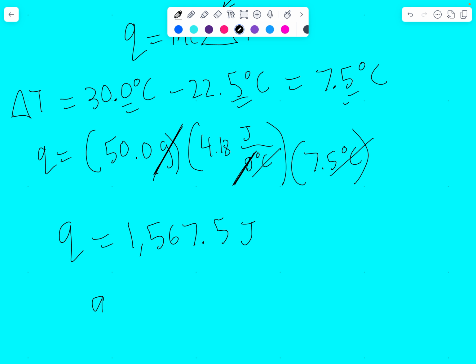So what I'm going to do is say Q equals, and I want 3 sig figs. Pretend the decimal point's right here. I moved it 3 times. So 1.57, because this 6 gets rounded up because the number after it is 5 or greater. It's 7. So you got 1.57 times 10 to the 3rd joules.